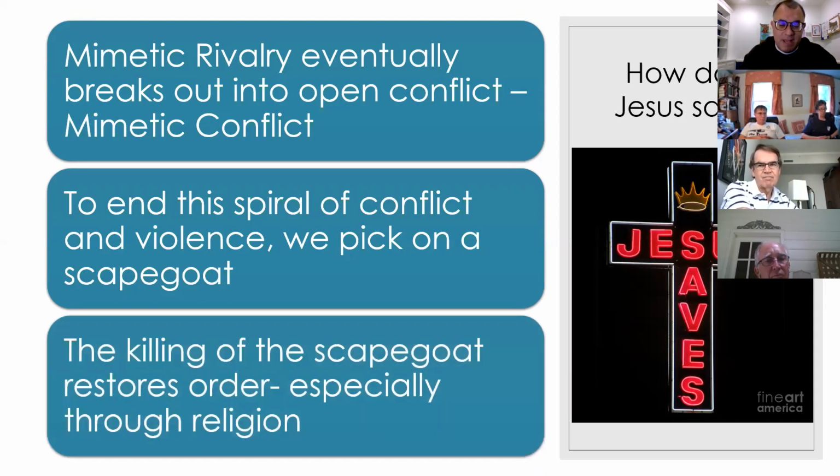So the killing of the scapegoat then restores order. That degree of casting out the other or literally killing the other, the scapegoat restores order, and it's found especially in many of the primitive religions. Killing a goat, killing a sheep, killing a lamb, killing, well, just about anything or anyone restores that order and sets you back to even.